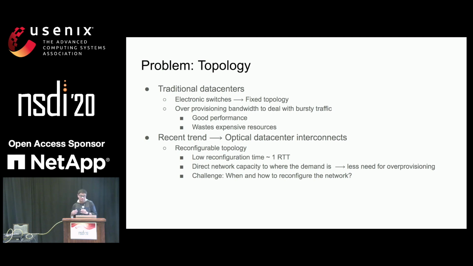Recently, there have been proposals for optical data center interconnects. With optical interconnects, it is now possible to reconfigure the data center topology or a part of it over a short time. With reconfiguration, we can dynamically direct the capacity of the network to where the demand is. As a result, we don't need to over-provision the network as much. The challenge is when and how to reconfigure the network. While reconfiguration times are small, too many reconfigurations can hurt both the throughput and the latency, as we cannot send traffic on part of the network that is being reconfigured. Additionally, it is very hard to decide what is the right reconfiguration topology for the current application demands.